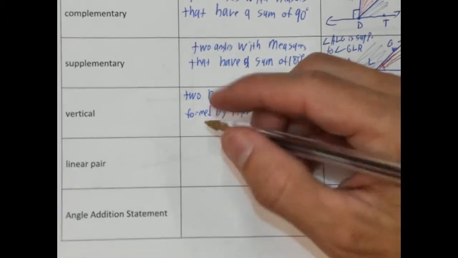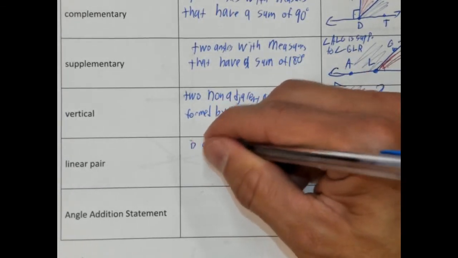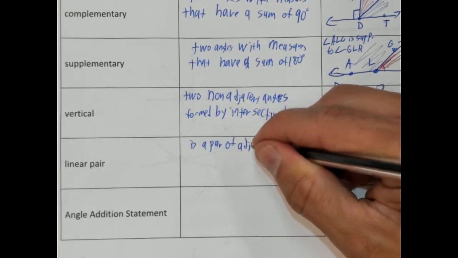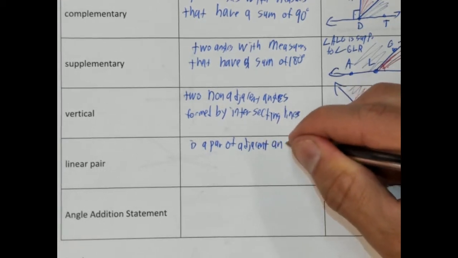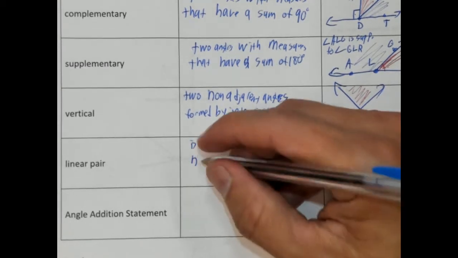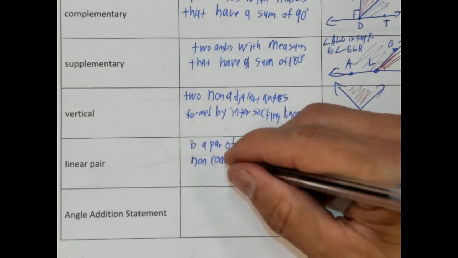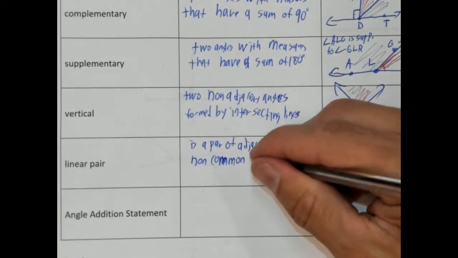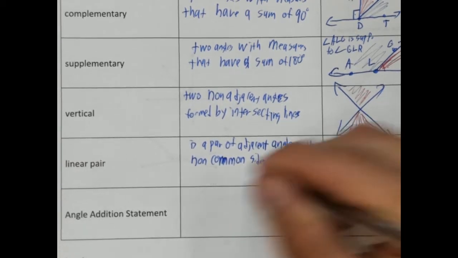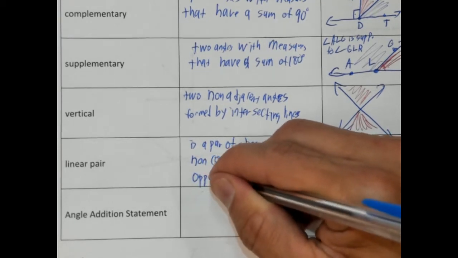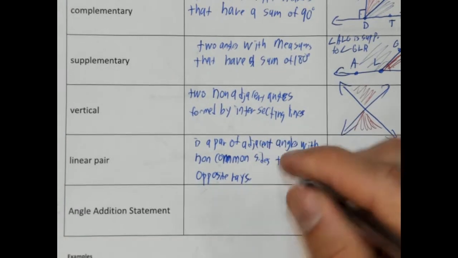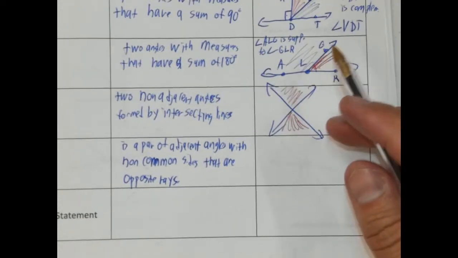Linear pair. Linear pair is a pair, who knew? A pair of adjacent angles with non-common sides that are opposite rays. It's funny when you read these definitions, it sounds so bizarre, because when I show you the picture, it's not going to be how you would define it. Not that the definition's wrong, it's not wrong at all, but when you see it, you're going to think of it a different way. Watch.